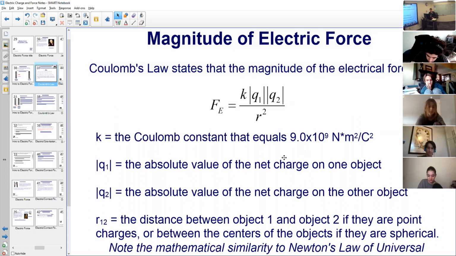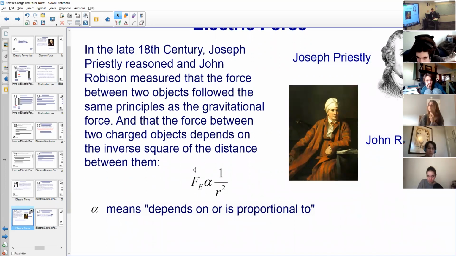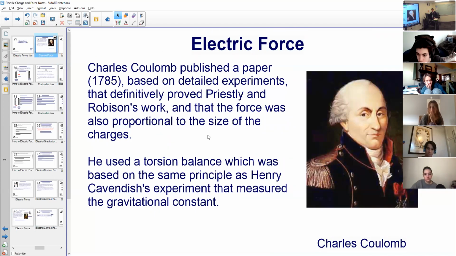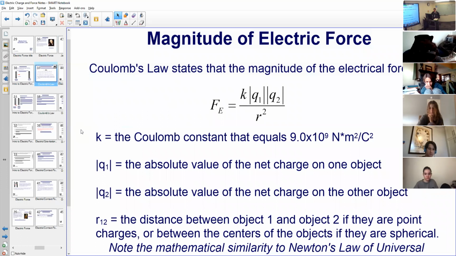I can quickly show you the two slides. I won't talk over them again, but here is the first slide we looked at. This is Joseph Priestley. This is John Robeson. And this is just showing that the electric force is proportional to an inverse square kind of relationship. The second one was about Charles Coulomb, so you can get a vision of what he looked like, in the same relative time frame. He was working with Priestley and Robeson and also simulating Henry Cavendish's torsion balance research, but with electricity. And this is the most important part, the equation that they were able to develop with their experimentation.